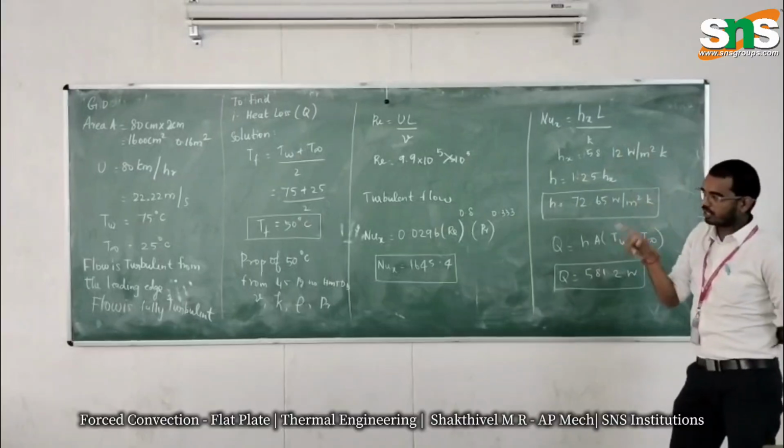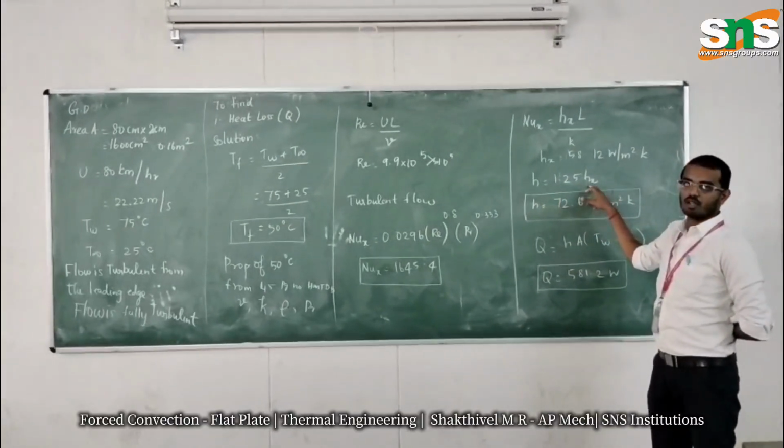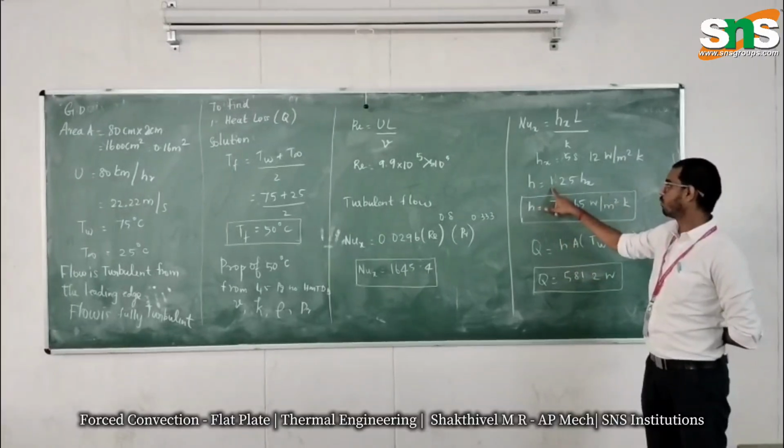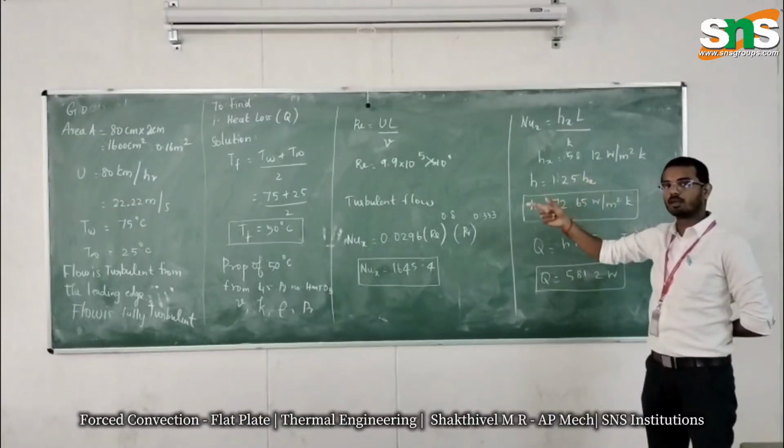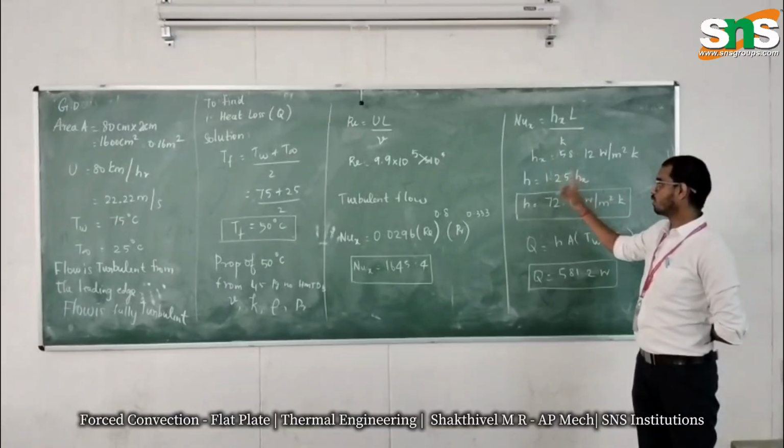So if it is a laminar flow, the formula is 2 into hx. If it is a turbulent flow, it is 1.5 into hx. So it is fully turbulent flow, so it is h equal to 1.25 into hx. So substitute the hx value, we can get h.